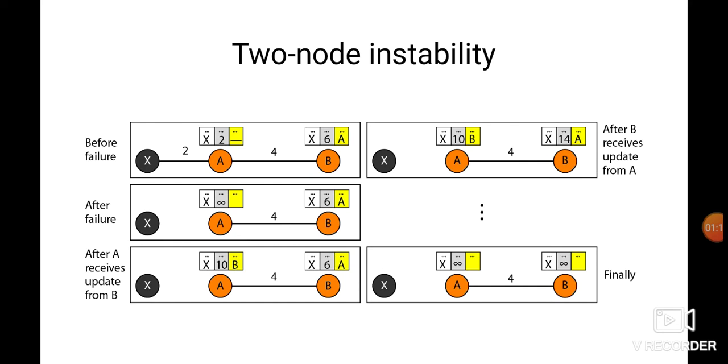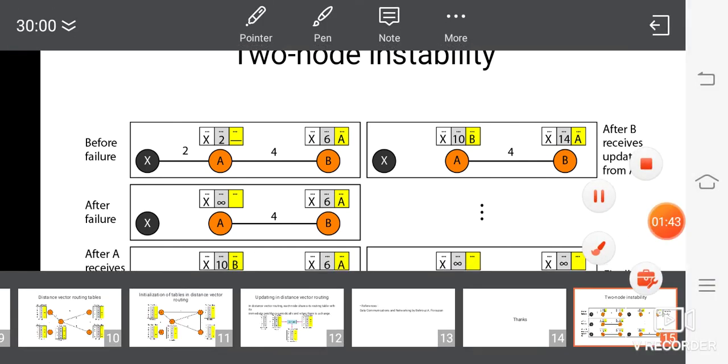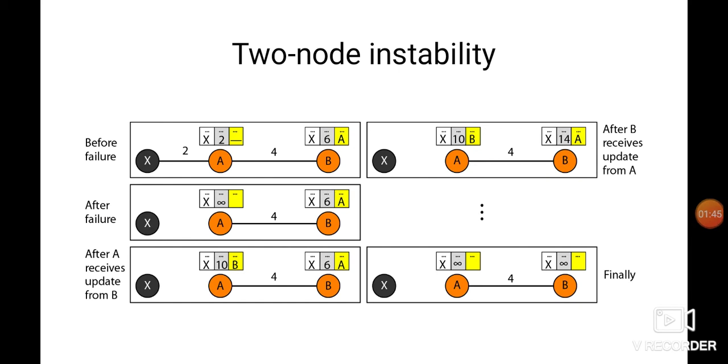Here we have shown only the portion of the routing table which is needed for our discussion. At the beginning, both nodes A and B know how to reach node X, but suddenly the link between A and X fails. So this is the scenario before failure, and after failure this is the scenario.